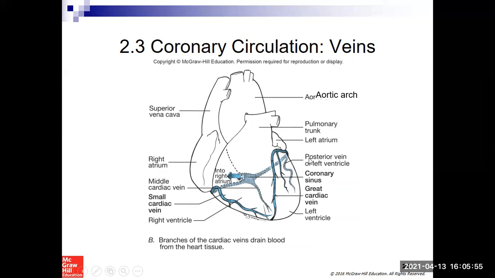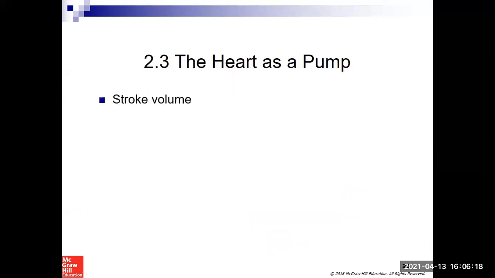We have posterior veins of the left ventricle. You have a great cardiac vein, okay? And then we have a middle cardiac vein, small cardiac veins. So again, it works in the same way. We have arteries that supply the heart, as well as veins that drain the heart of the deoxygenated blood.